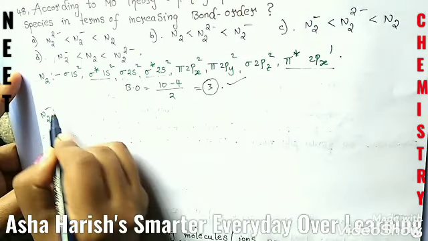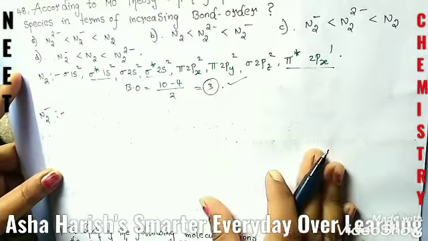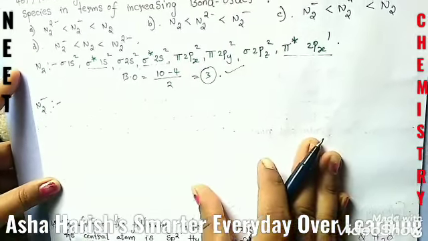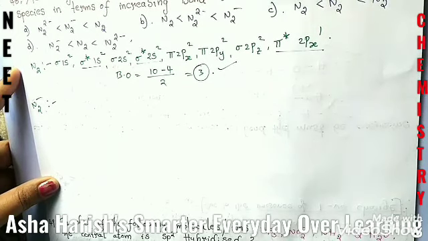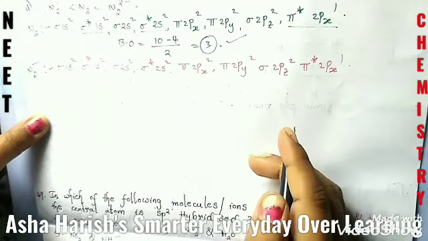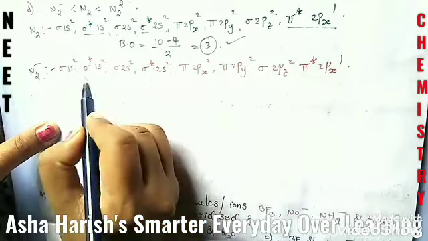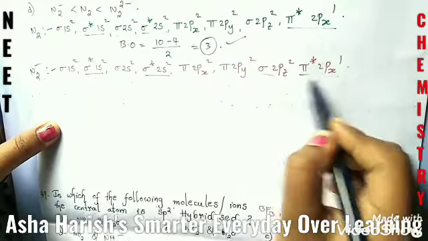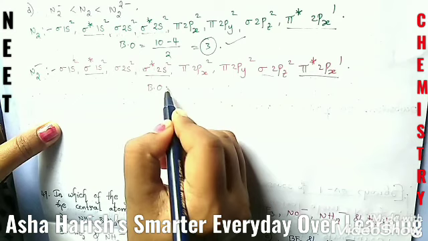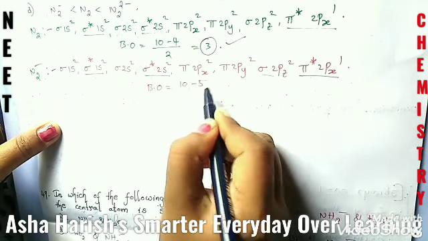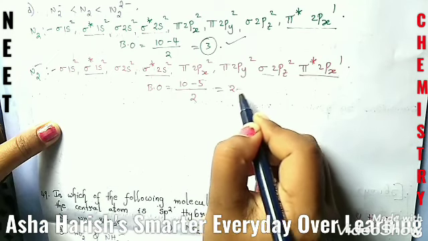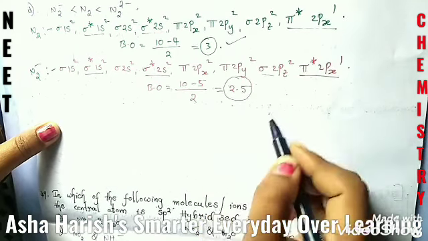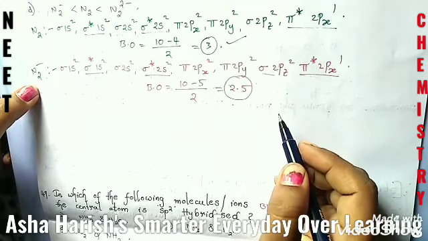N2 minus. For N2 minus also I am going to write the electronic configuration based on MOT, and then we'll find the bond order. Here also we have anti-bonding orbitals and bonding orbitals. For this bond order you need to find 10 minus 5 by 2. The number is 2.5. This is the bond order for N2 minus.